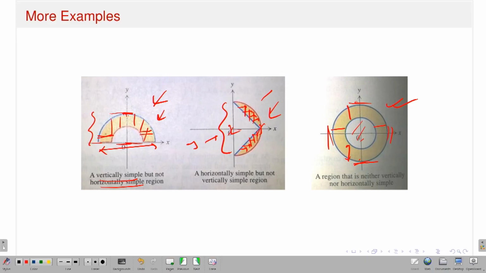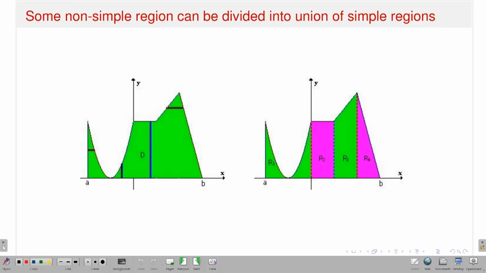However, you will see I can break my domains. If I have a region, I can break it into many simple regions. Some non-simple region can be divided into a union of simple regions. For example, this kind of region. You can break it like this: this is one, this is another, this is one, this one. Even if it is non-simple, I can break it up into finitely many pieces, each of them a simple region.